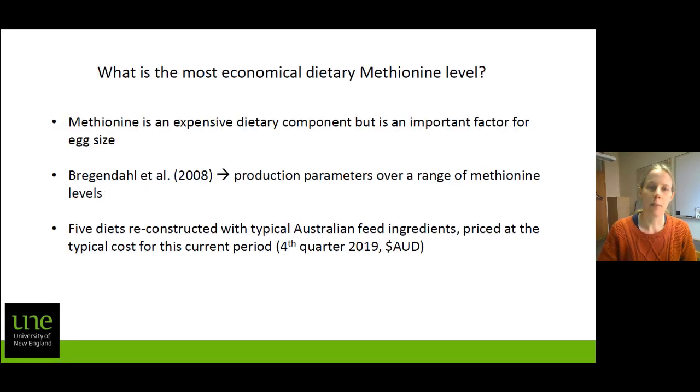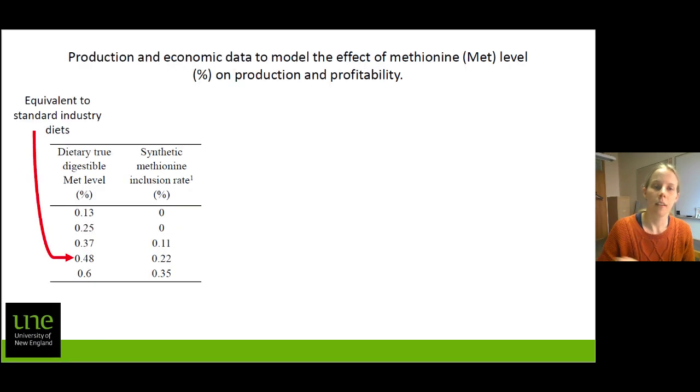In this example I'm about to show you, we're going to explore the most economical dietary methionine level by simulating a flock offered 5 diets with graded methionine levels. We're focusing on methionine in this example because it's an expensive dietary component, but it also has really important implications on egg size.